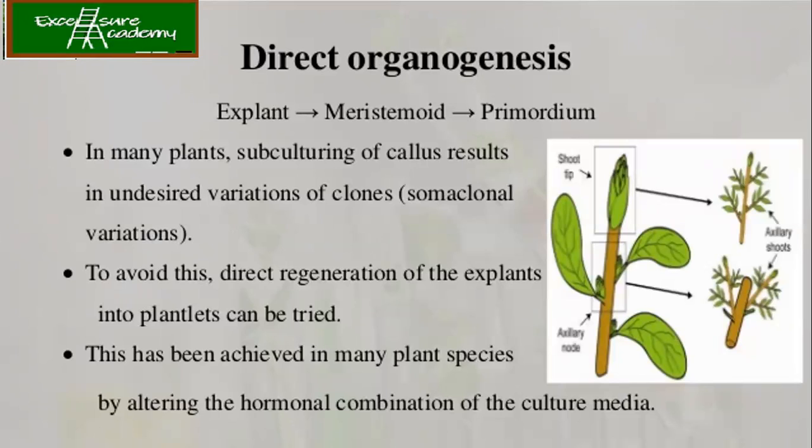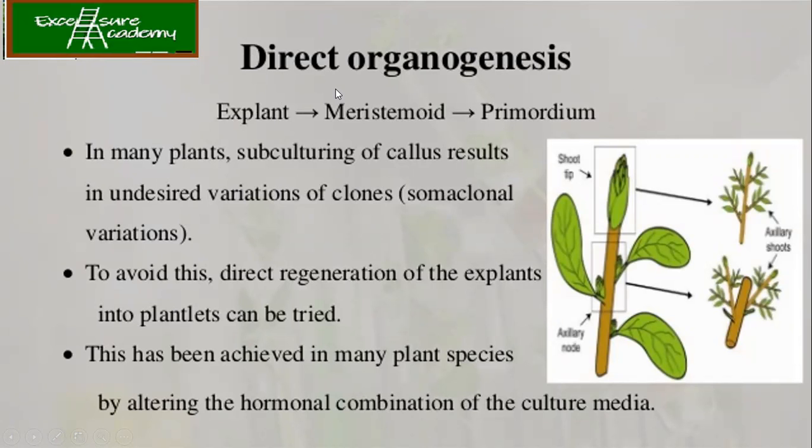Okay, you can see the difference. Here from the explant, it goes directly to the meristemoid and then to the primordium. In many plants, subculturing of callus results in undesired variation of growth. We'll talk about somaclonal variations later in the upcoming videos. Even though they are clones, again they will have differences. So in order to avoid this, direct regeneration of the explants into plantlets can be tried, and that is what is called direct organogenesis.